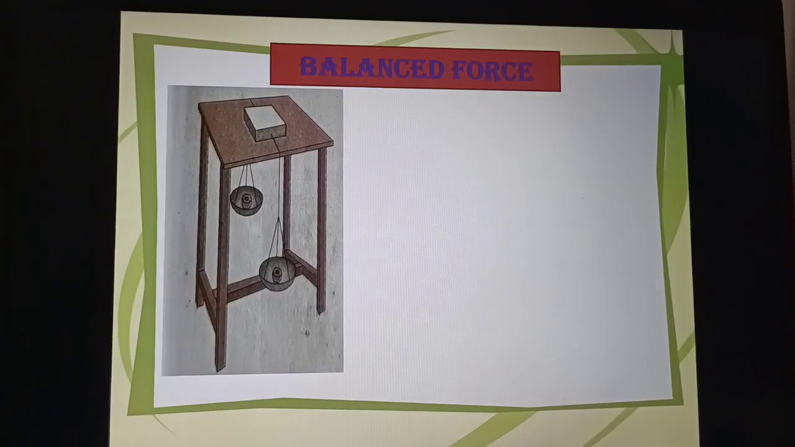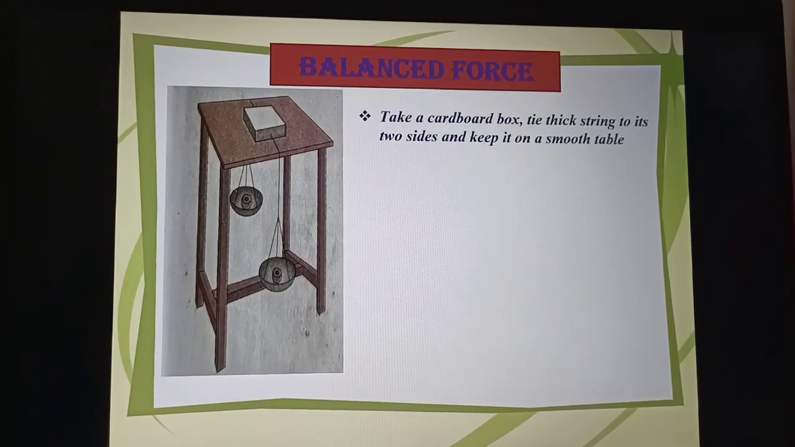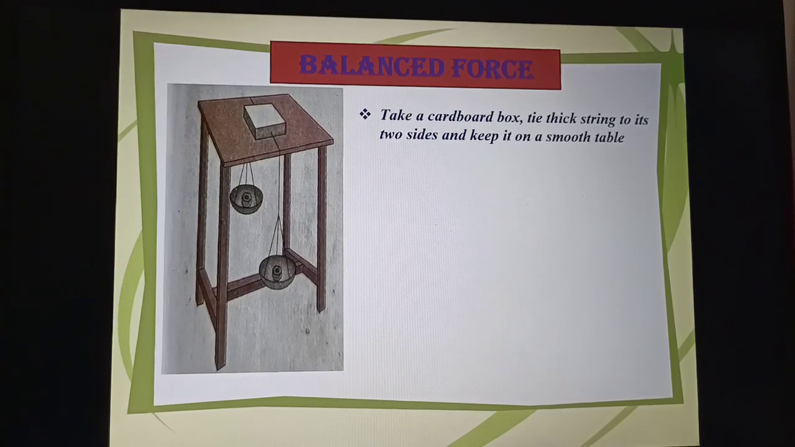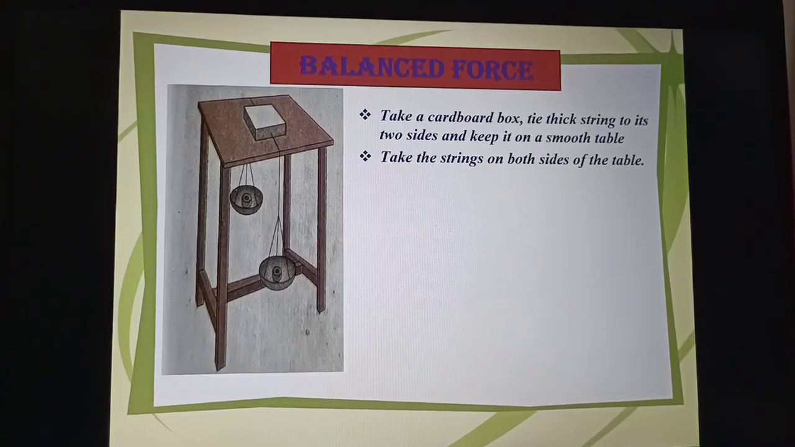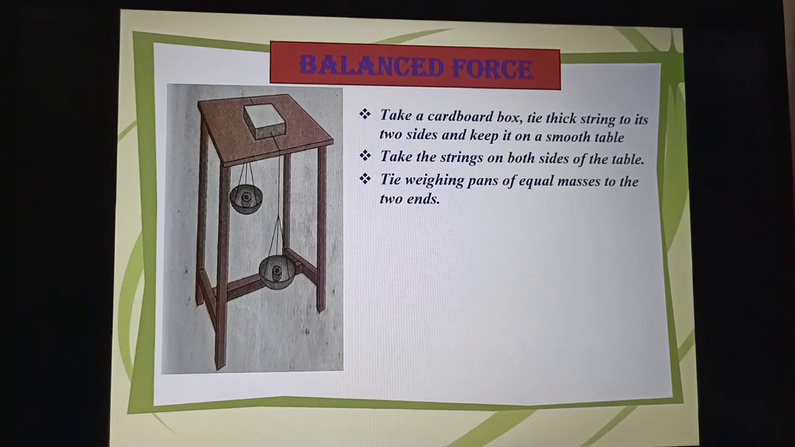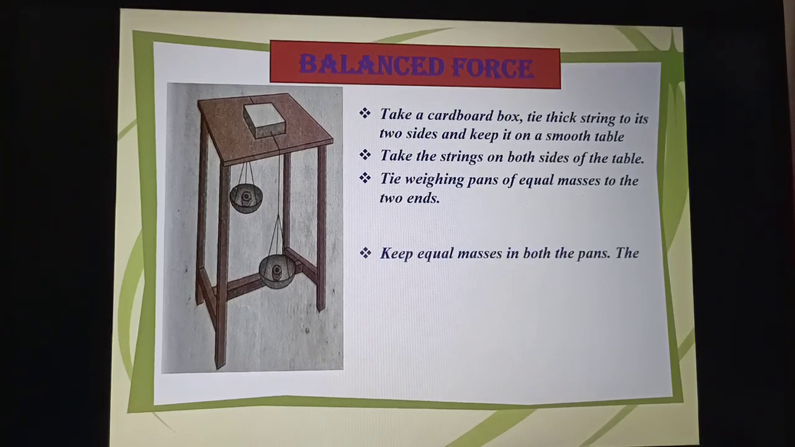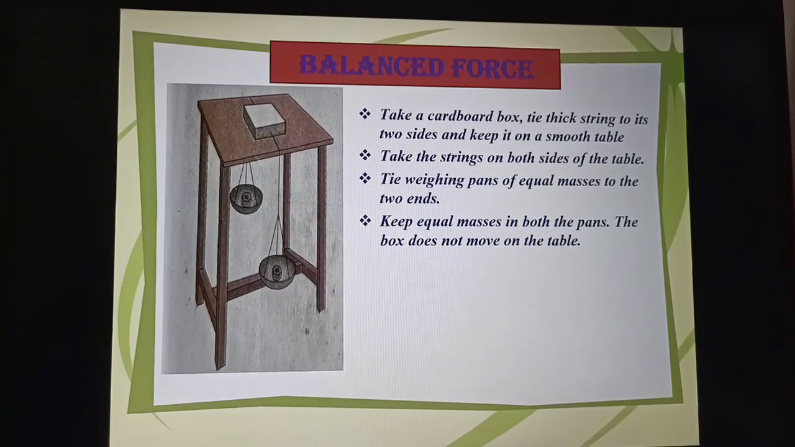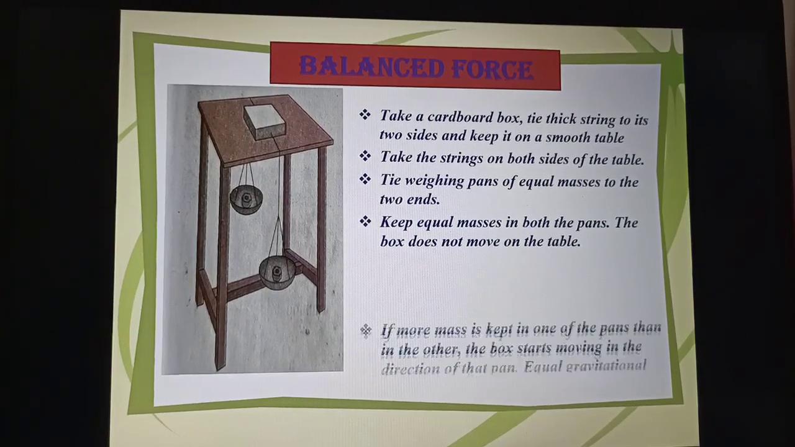Next is balanced force. See the picture. This is also one of the activities. Take a cardboard box, tie thick string to its two sides and keep it on a smooth table. Take the strings over both sides of the table. Tie weighing pans of equal masses to the two ends. Keep equal masses in both the pans. The box does not move on the table.